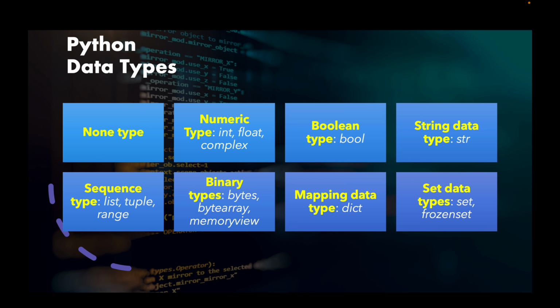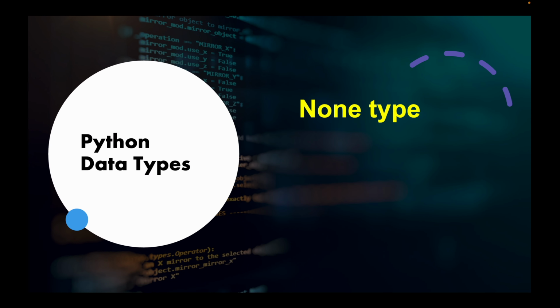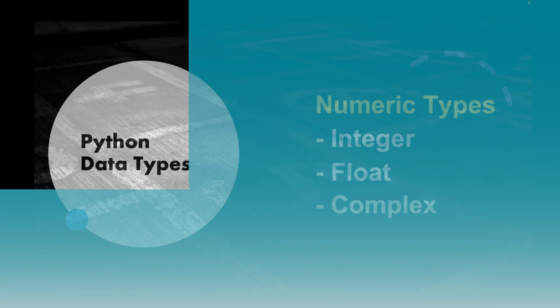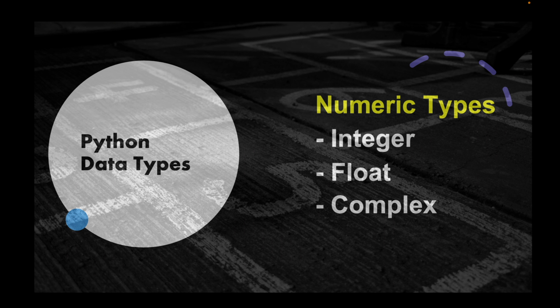Today we are discussing none type, numeric type, Boolean type, string data type. The first one is none. In other programming languages we say null, but in Python we use none. So for example, if we have a variable and that variable is not assigned with any value, in that case it is none.